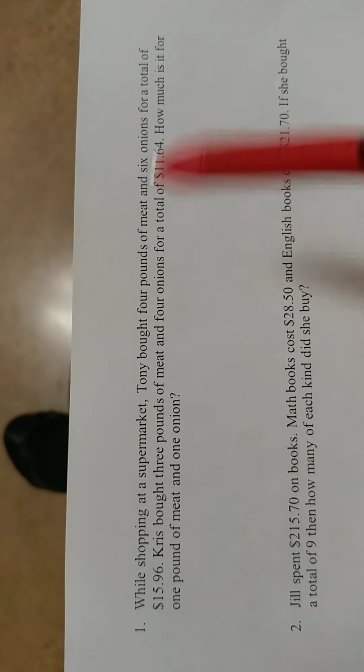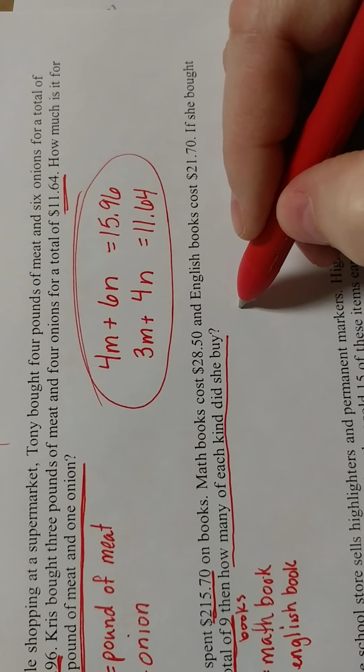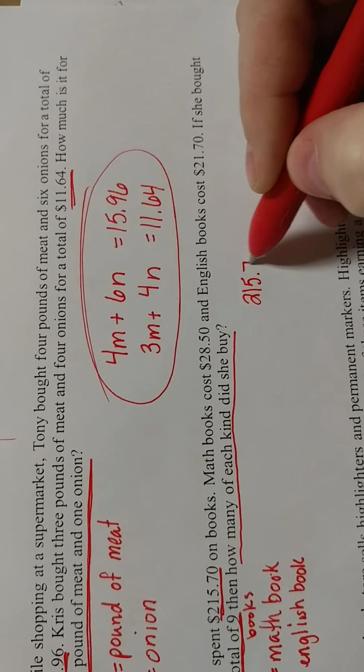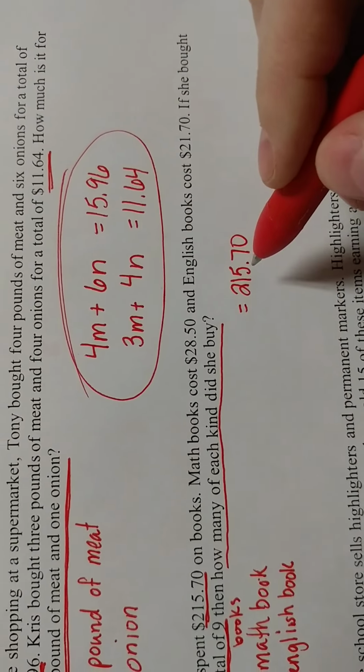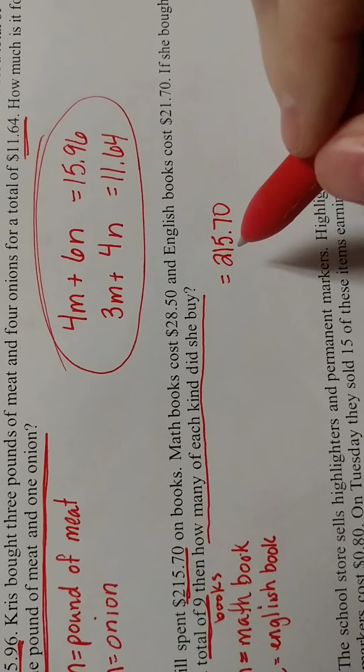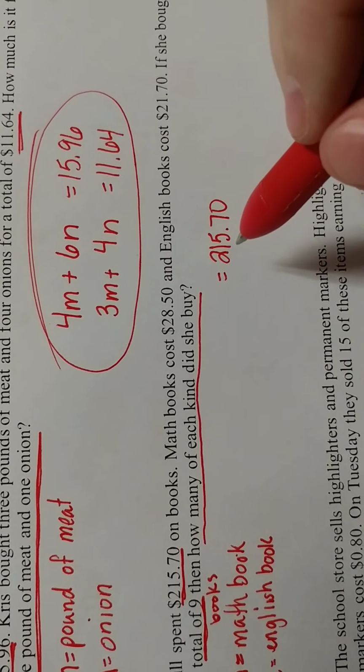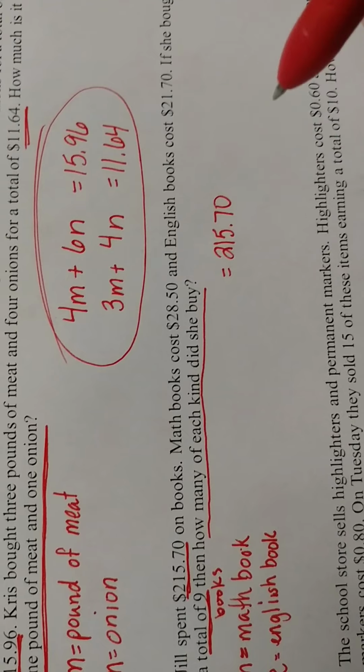That's a total. Looking for another total. Here's a price, but they don't look like totals. She spent $215, so that's a total. Let's start with the money part of it. So $215.70. That's a total, and the unit is money. If the unit is money, that means what we're putting into the problem must also be money.